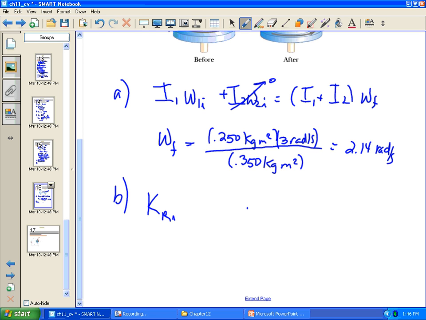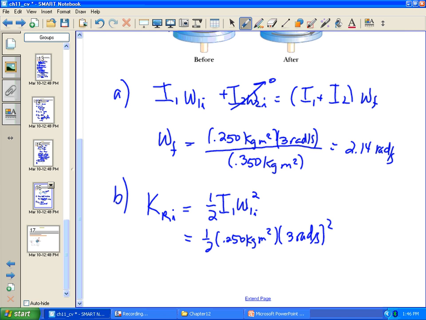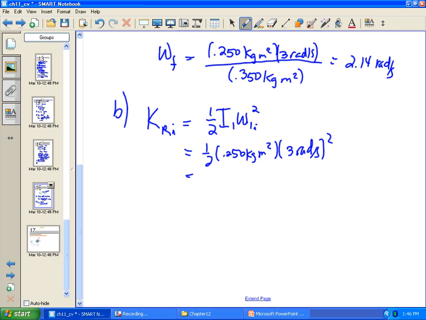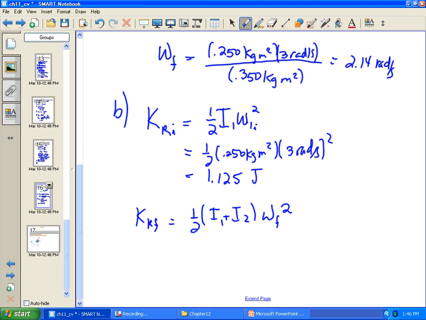Okay, initial rotational kinetic energy is simply just due to disk number 1, I1 omega 1 initial squared. Plug in some numbers, we get a half times 0.25 kilogram meters squared times 3 radians per second squared, and that gives us a value of 1.125 joules.